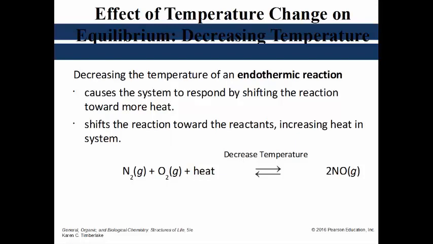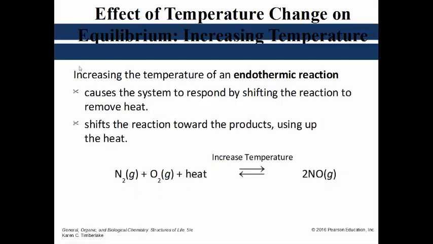So in this example here, nitrogen gas plus oxygen gas plus heat will give you 2 moles of nitrogen monoxide. But if you decrease temperature in an endothermic reaction, the shift will be toward these reactants, adding more heat to the system. So for the opposite of that, if you increase temperature in an endothermic reaction, this will cause the system to react by shifting the reaction to remove heat. So the reactions will shift toward the products, and thereby using up more heat.